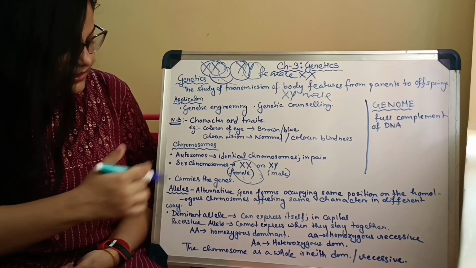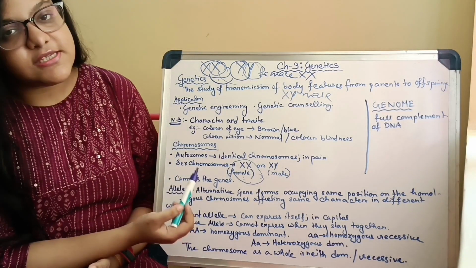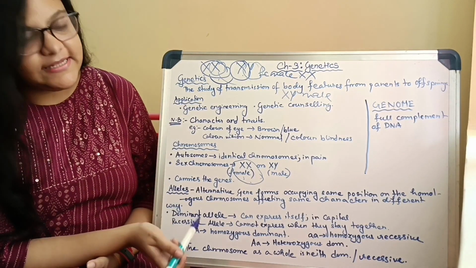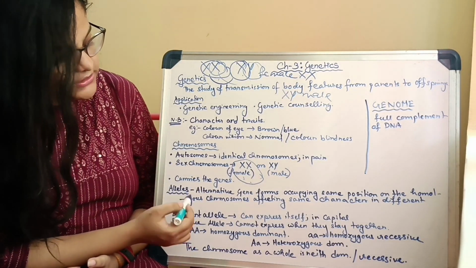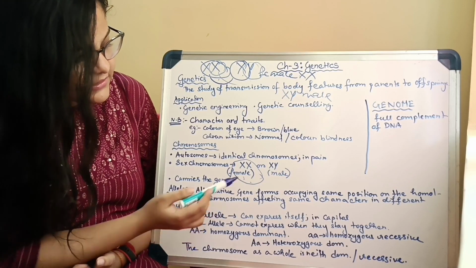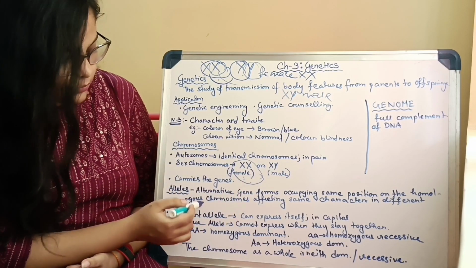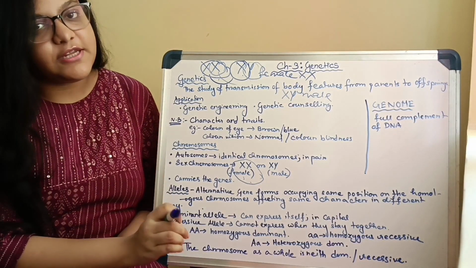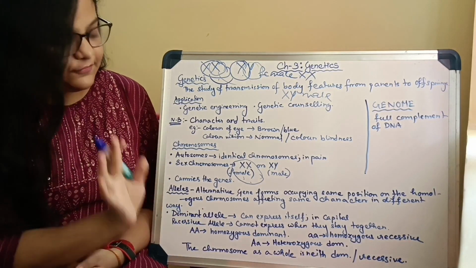I hope you understood the concept of sex determination of the offspring from the parents. Now, after discussing chromosomes, let us move on to alleles. Alleles are the alternative forms of a gene occupying the same position on the homologous chromosomes, affecting the same character but in a different or alternative way.